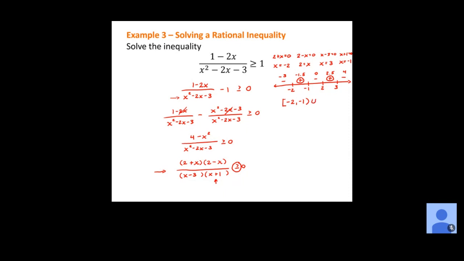What's our other interval going to look like? Good. 2 can be included. 3 cannot, because again, the 3 came from this factor here. So make sure you use a parentheses on the 3, bracket on the 2. And so this now would be our solution to that inequality.